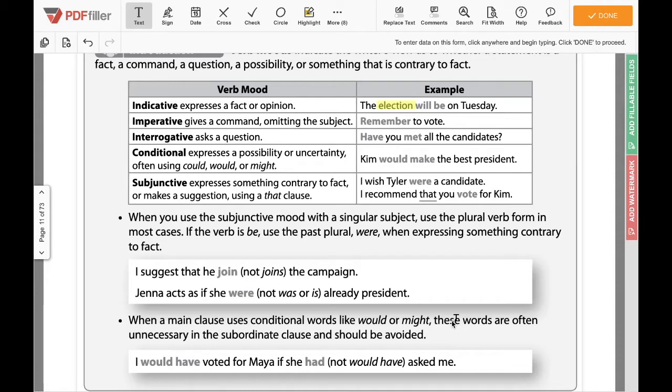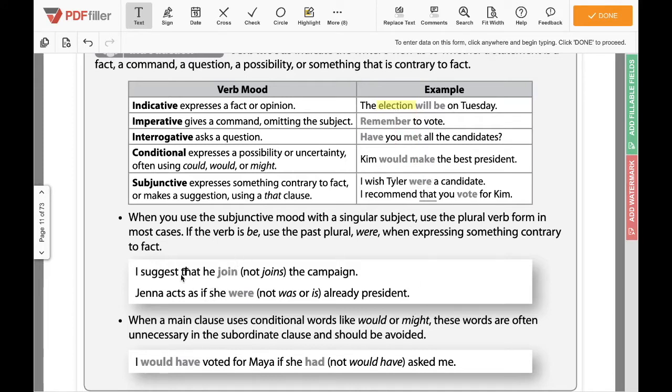So we know that singular is talking about one, and plural is talking about multiple. Even though you're talking about a singular subject, you use a plural verb when you're using the subjunctive mood. So if the verb is be, use the past plural were when expressing something contrary to fact. For example, in our example here, I wish Tyler were a candidate, were is the past plural, and we had a singular subject that used the past plural, were.